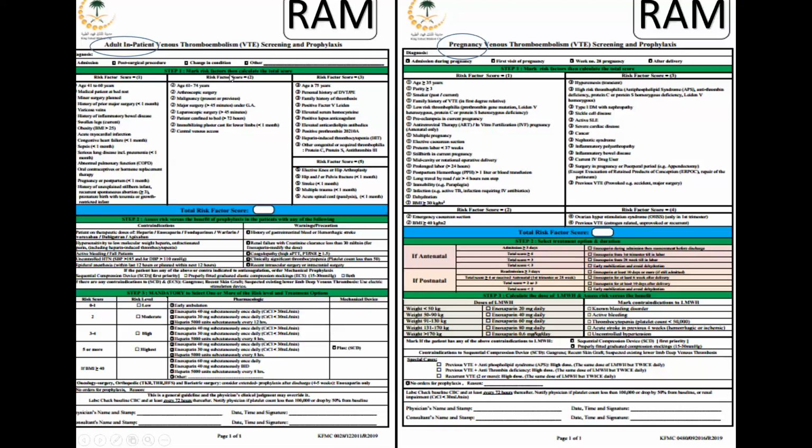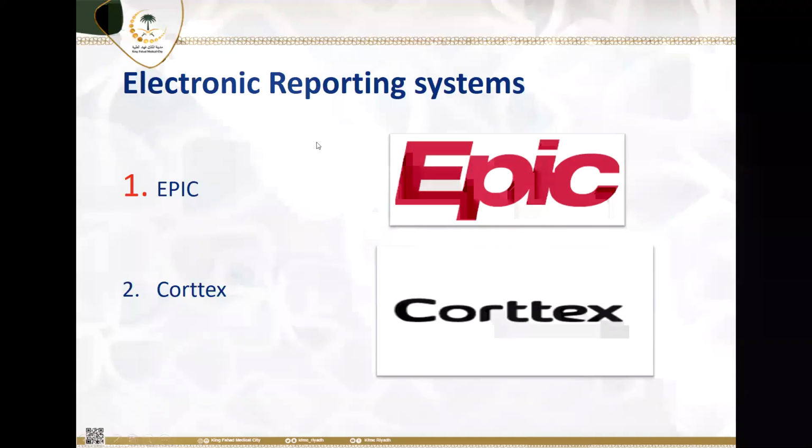We call it mark risk factor. This is number 1. After you mark the risk, then you have the risk score. Is it low risk, moderate, high? Then you have to look for the contraindication and precaution. The same principle, you will have it in electronic.